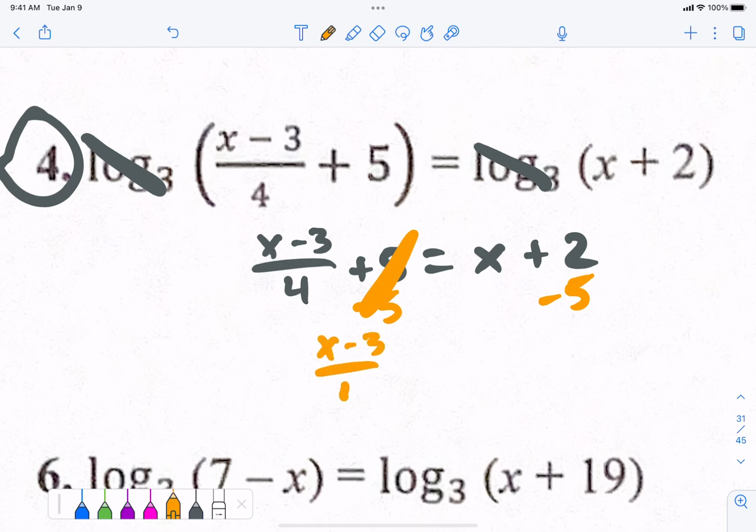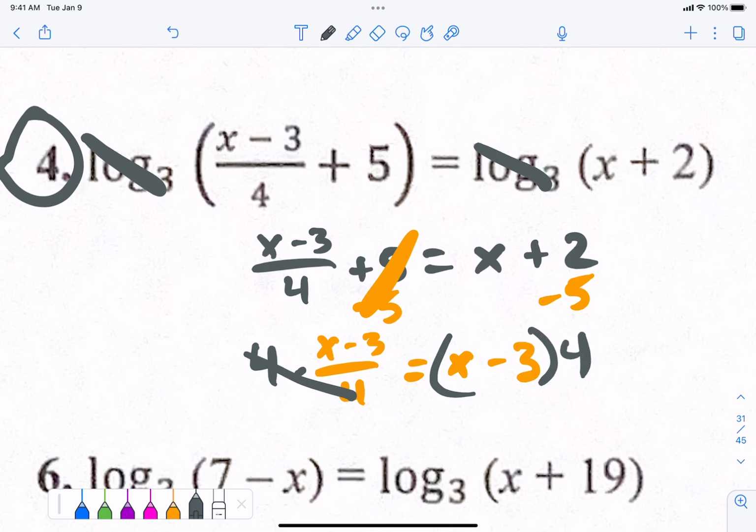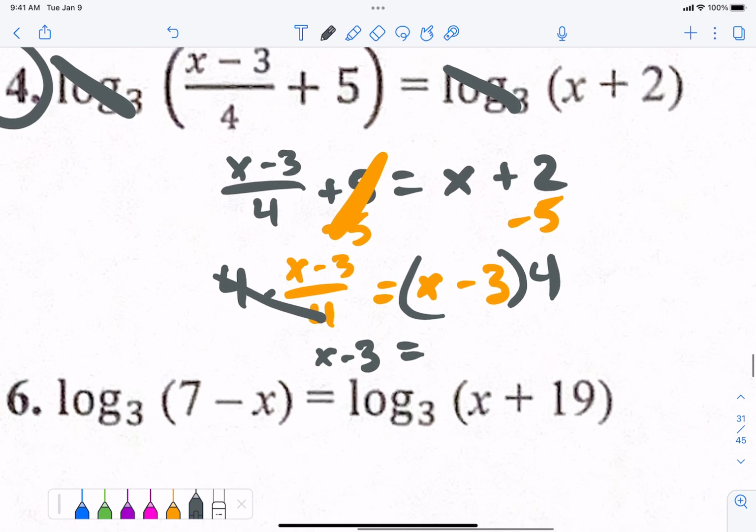x minus 3 over 4 equals x minus 3. Now what? Now we're going to work on the 4, so we multiply the 4 to the other side, because it's dividing right now. Then we've got x minus 3 over here by himself, equals 3x. I've got to distribute the 4 through, so 4x minus 12.